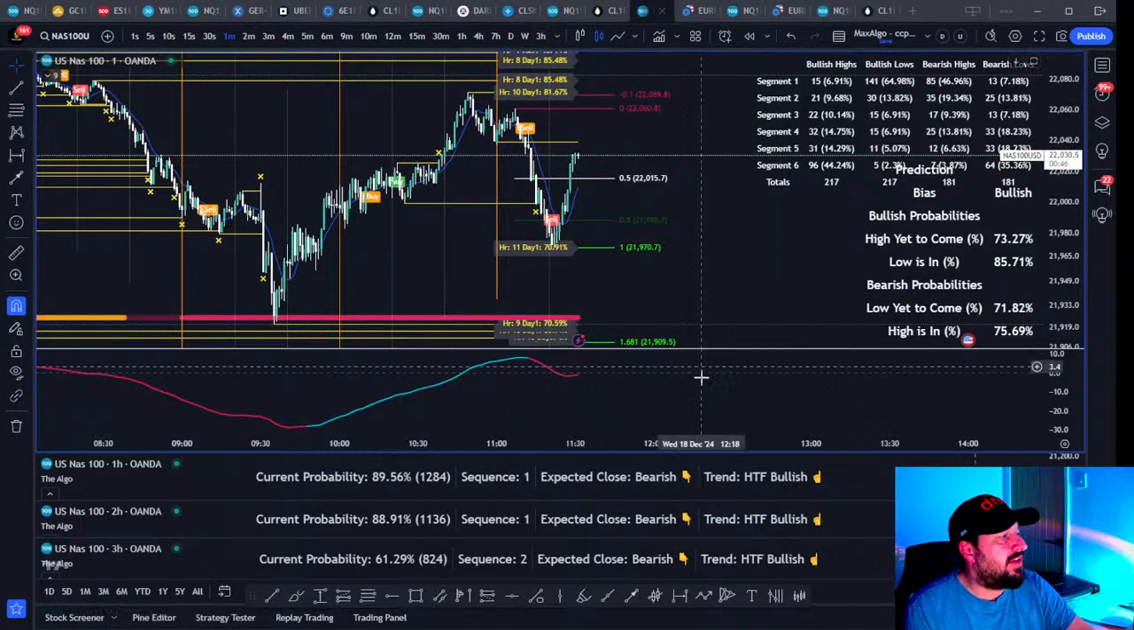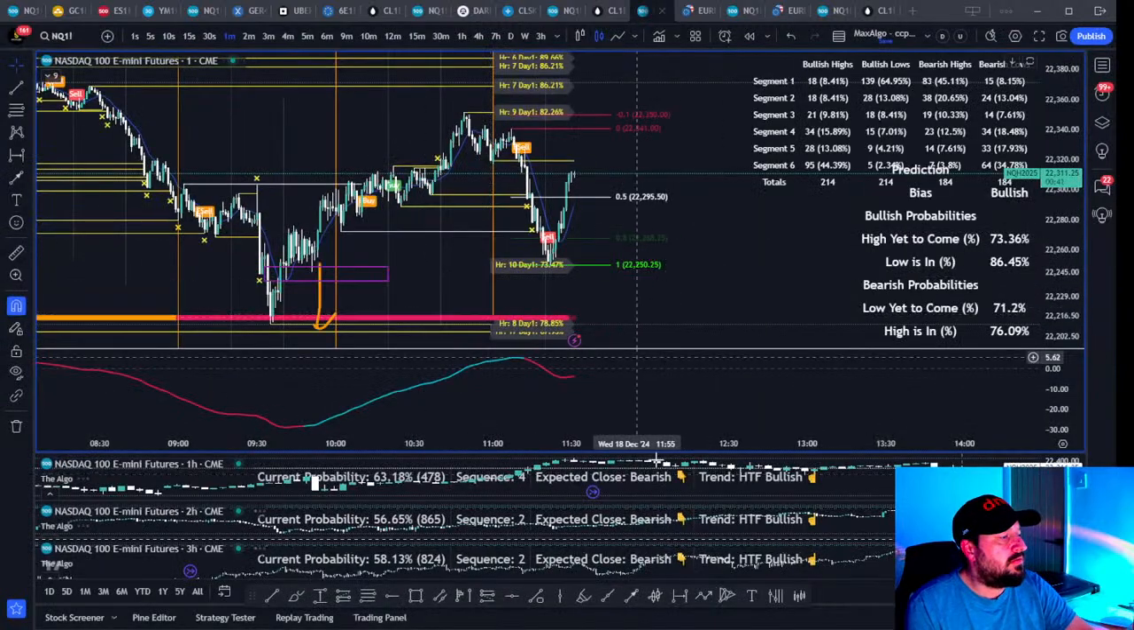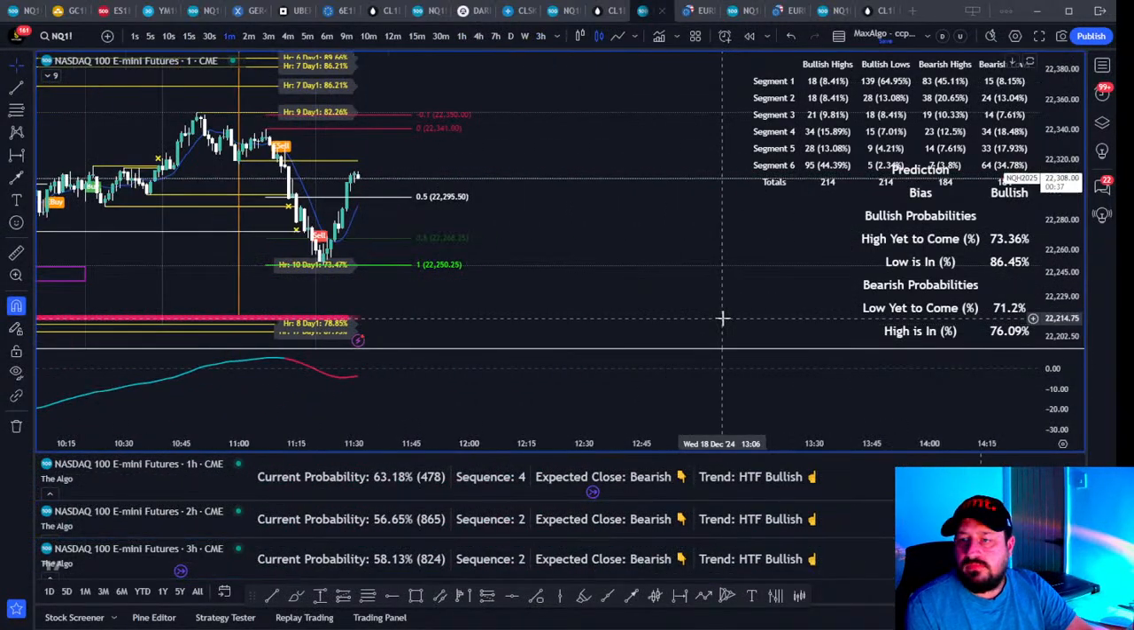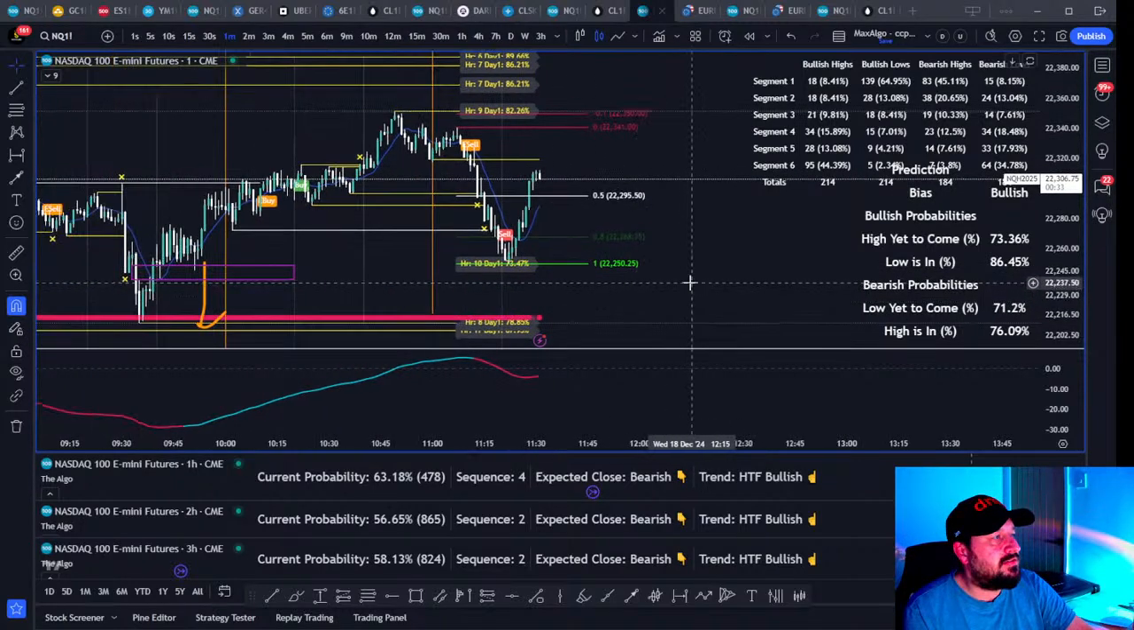What was NQ on? Still bearish on NQ. However, it's Christmas.